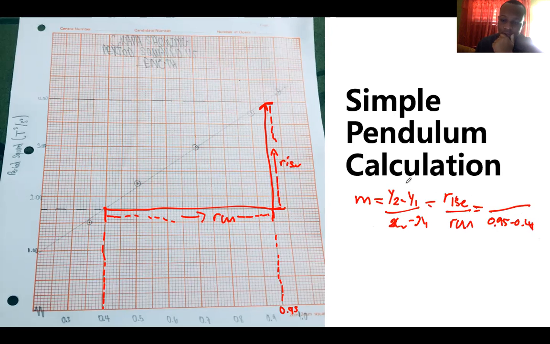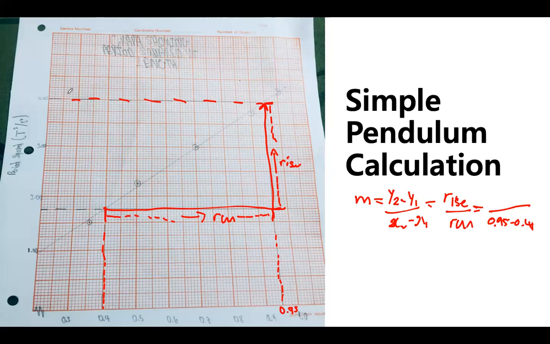All right. So for our rise now, we want to calculate our y2. What is our y2? This value right here, right? From my screen, it is 4.